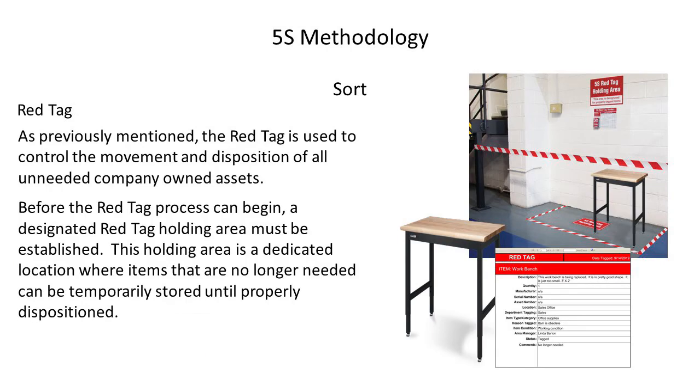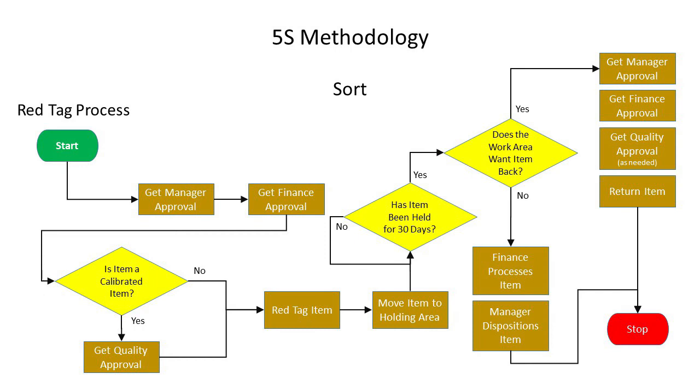Red tag. As previously mentioned, the red tag is used to control the movement and disposition of all unneeded company-owned assets. Before the red tag process can begin, a designated red tag holding area must be established. This holding area is a dedicated location where items that are no longer needed can be temporarily stored until properly dispositioned. This is the process flow for red tagging and dispositioning work area items.